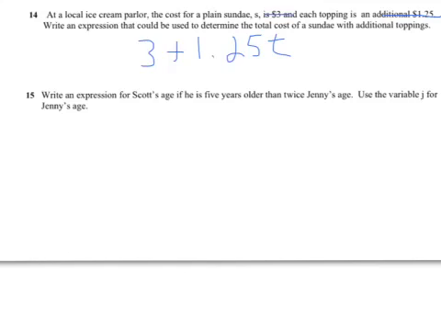Okay, number 15 says write an expression for Scott's age if he is 5 years older than twice Jenny's age. Use the variable j for Jenny's age. Once again, looking at the directions, it says write an expression, so there is no equal sign. So Scott's age equals this phrase, 5 years older than twice Jenny's age. So 5 years older than, that's the turnaround word than. So 5 years older than, and then it's twice Jenny's age. So I'd represent that with 2j, twice j, or 2 times j.